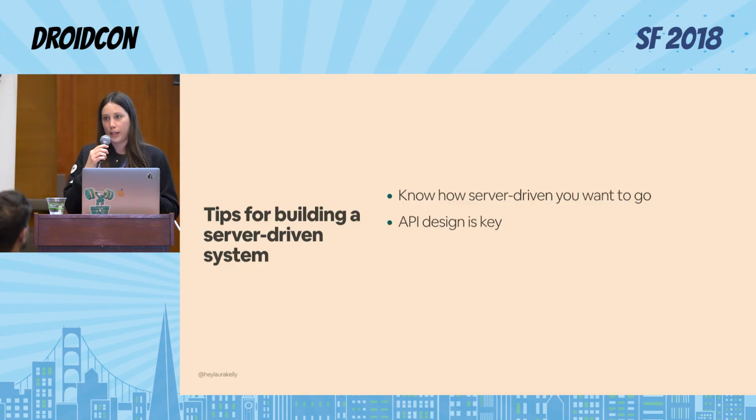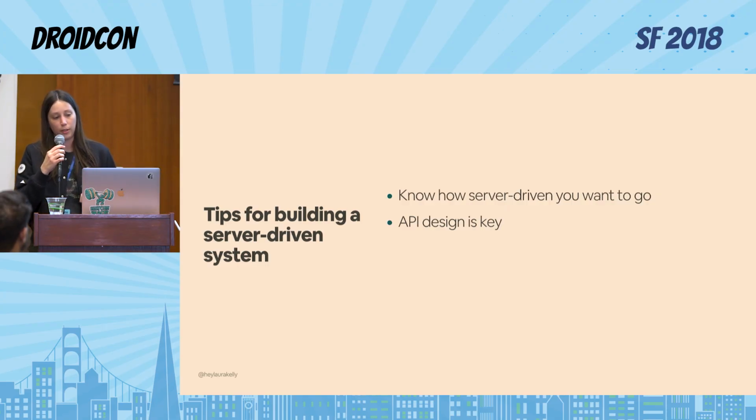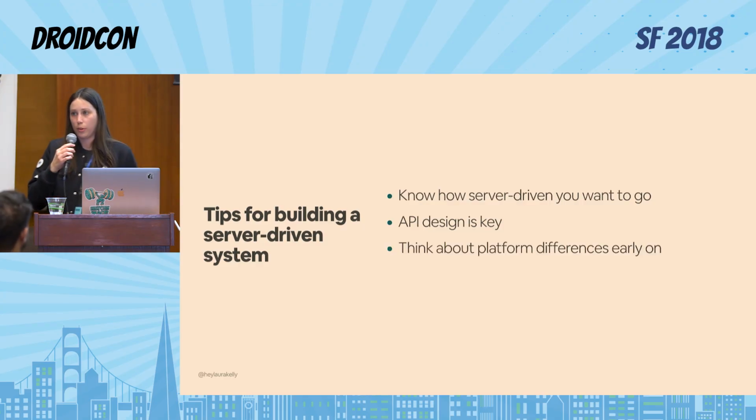API design is really key with this system. It's important that client engineers work with backend engineers to figure out what makes sense before you start implementing on the clients. And it's especially important to think about platform differences early on. So one example I can give is sometimes on web we want to present something as a modal, and then on native, we might want to present it as a full screen. It's important to think about those things early on so you can design your API around those differences and make sure that you're covering them.